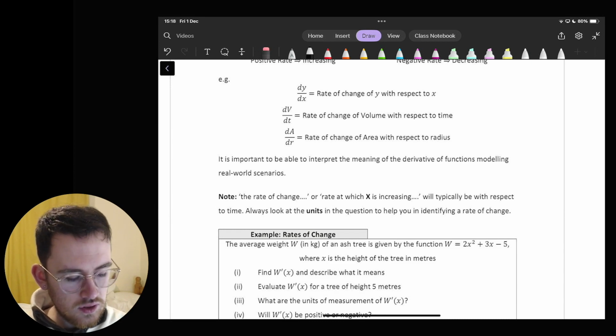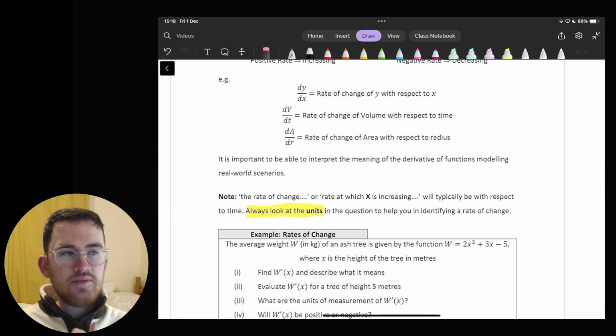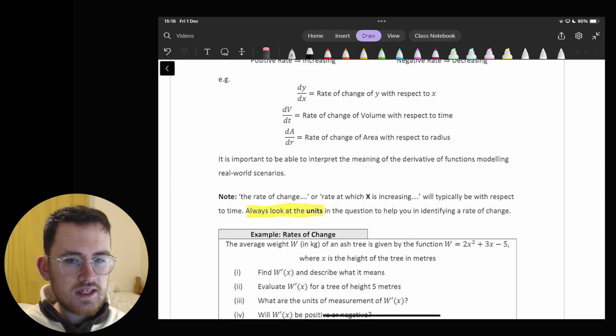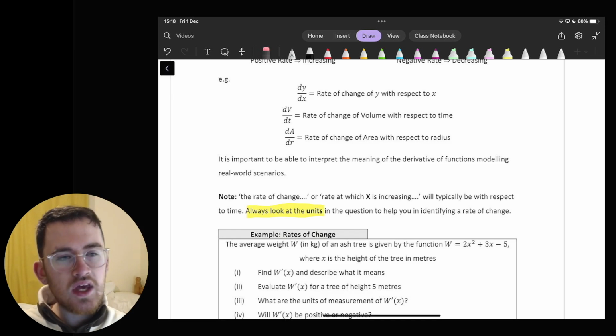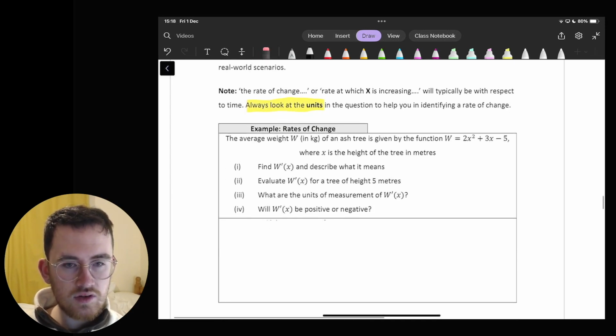And one particular way to know is to look at the units. Particularly if they haven't specified that the rate at which this is increasing is with respect to time, they might give you the rate at which this is increasing is 5 meters per second. So you would know by looking at it that it's a distance, it's with respect to time, because it's dt, because it's per second. So that's the other thing that can help us here in getting to grips with these rates of change.